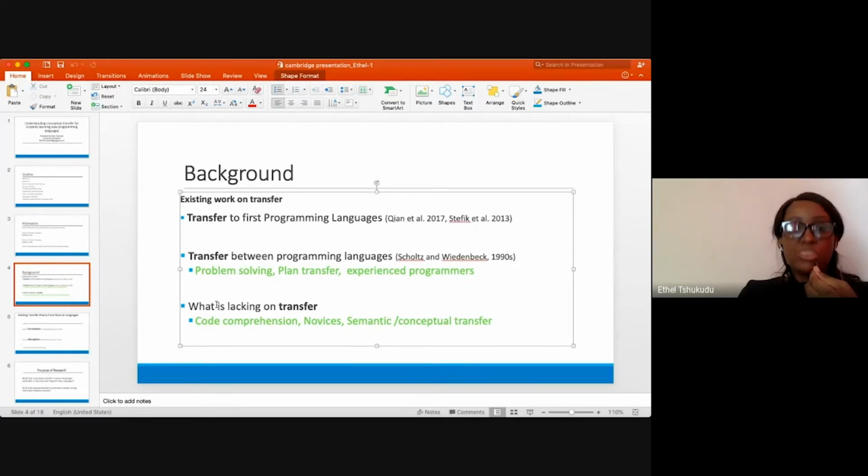So I found that we don't have existing studies which are based on code comprehension and conceptual transfer. Or we can say if someone has already learned one programming language, how do they transfer the conceptual knowledge, or rather the semantic knowledge?